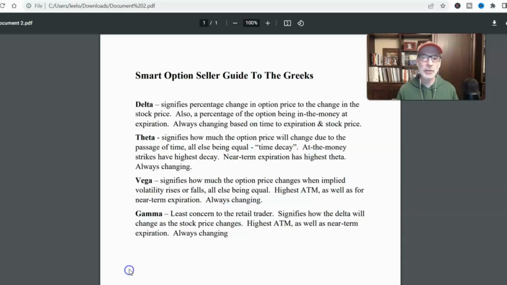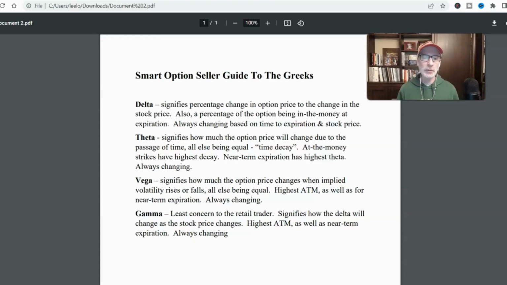Okay, so let's go back to our cheat sheet. Last one, Gamma. Now this is probably the least of the Greeks that you really need to worry yourself about. Gamma basically tells you how much the delta will move in accordance to how a stock moves. So it's the speed of the delta. If you have a 50 delta and your gamma is X amount, that'll tell you how much the delta will move up or down based on where the stock moves.